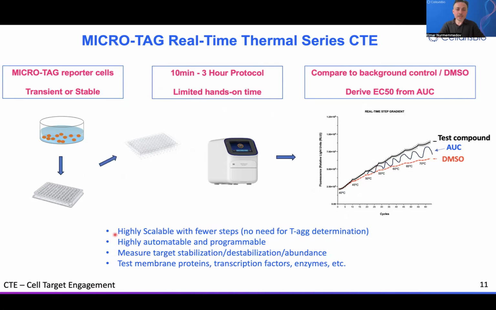This system here is highly scalable, adaptable. There is no need for temperature of aggregation whatsoever. Highly automatable and programmable. You can measure target stabilization, destabilization, or abundance. And you can use the system for membrane proteins, transcription factors, enzymes, and you can flex and design various versions of your experimental workflow.